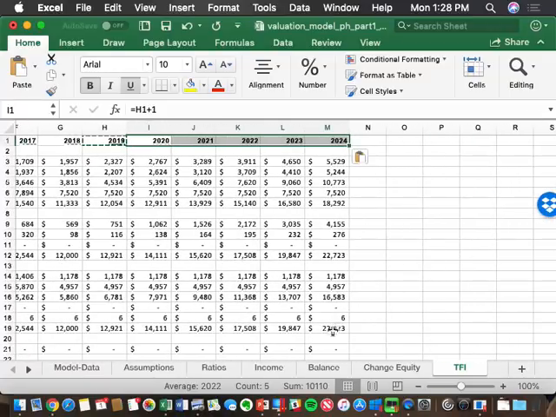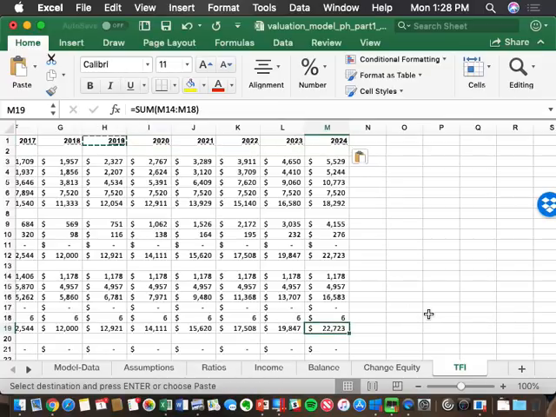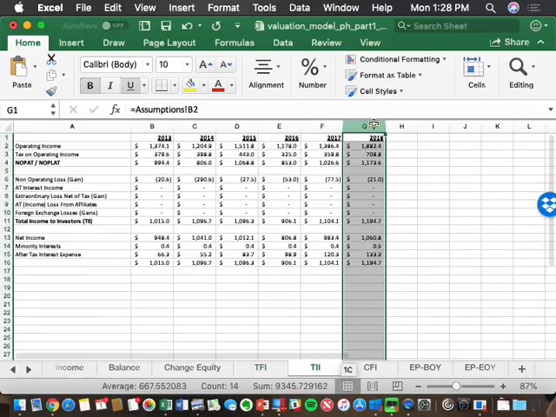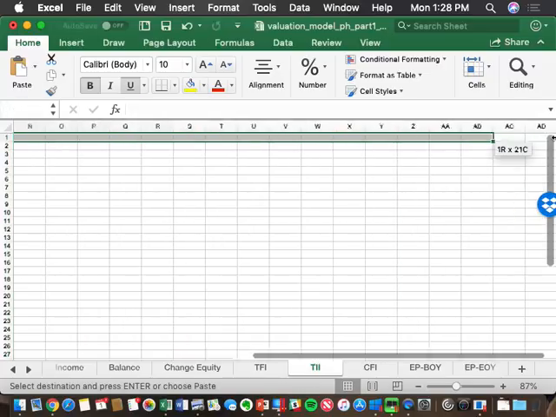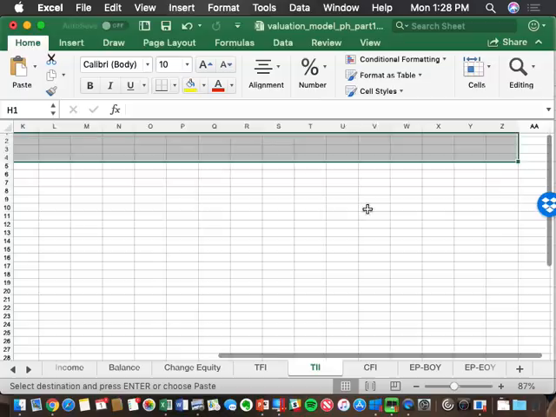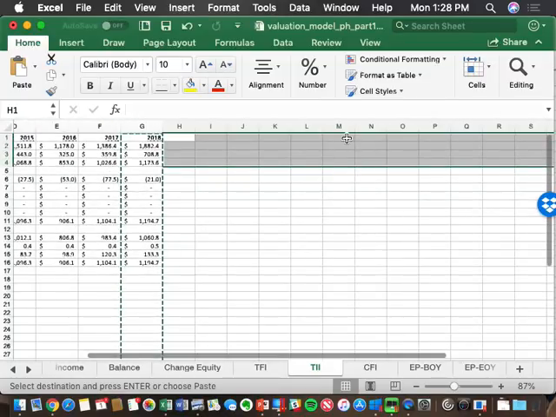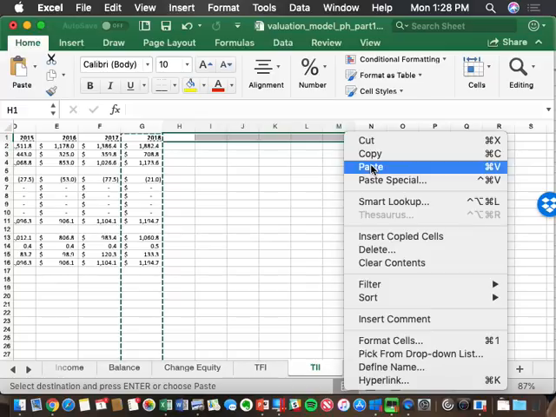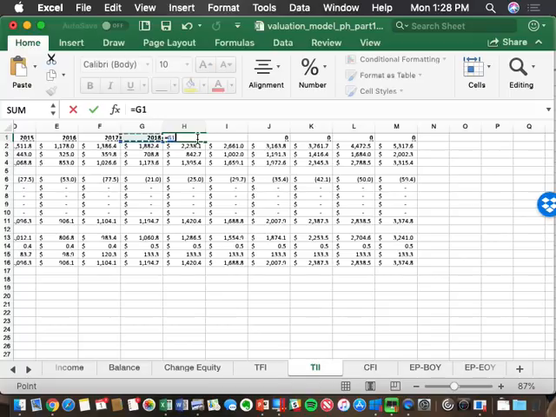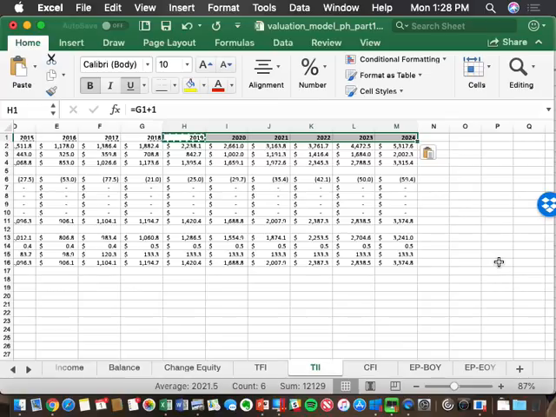And again, if you want to check your math, 22,723 should be the 2024 TFI. If you go to the TII, the next tab over, select column 2018, copy it, go to column M as in Mary, paste. You now have balancing TIIs going through 2024. Equals previous year plus 1. Make sure the years are in there.